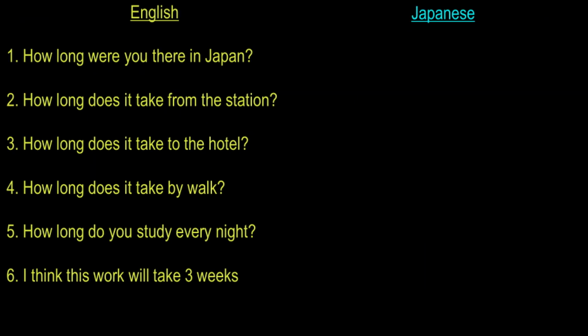Next, let us learn how to translate simple English sentences to Japanese. The first sentence is, how long were you there in Japan? How long is donokurai? Japan is Nihon. And to be present or be there is imasu. Since the past tense of imasu is imashita, the translation will be Donokurai Nihon ni imashita ka?